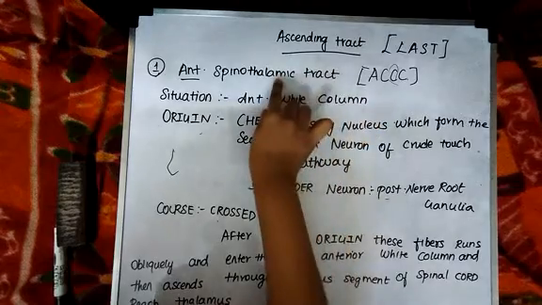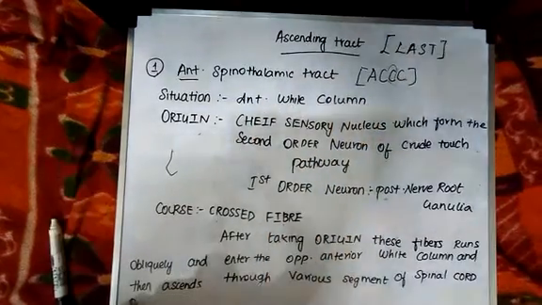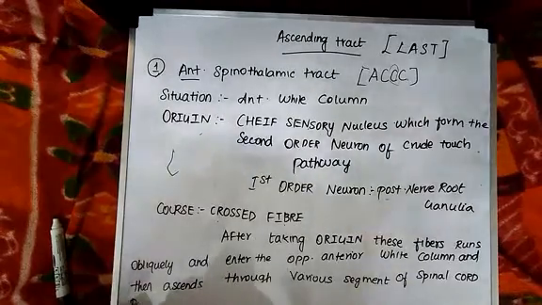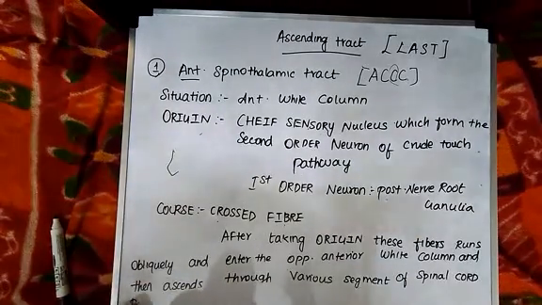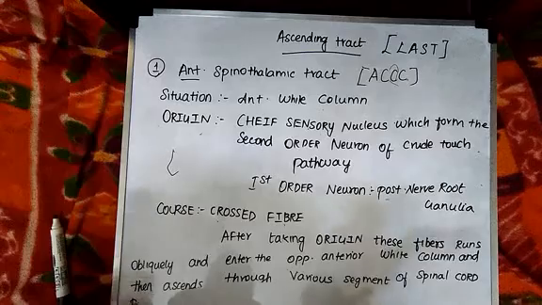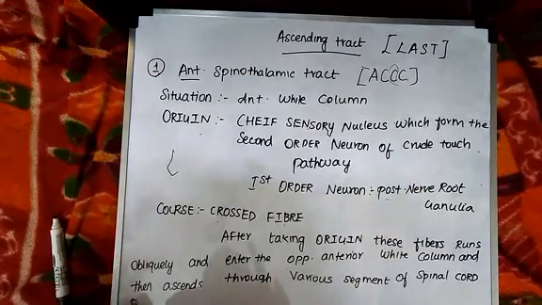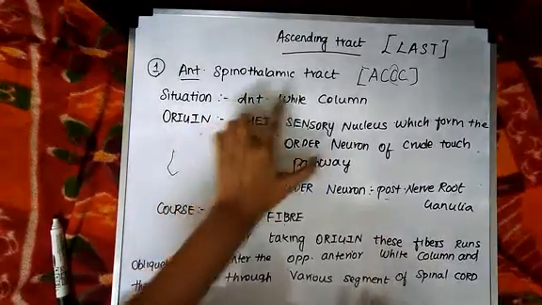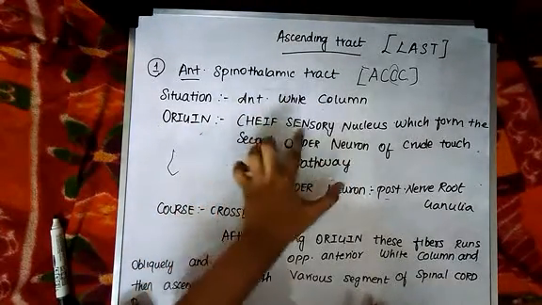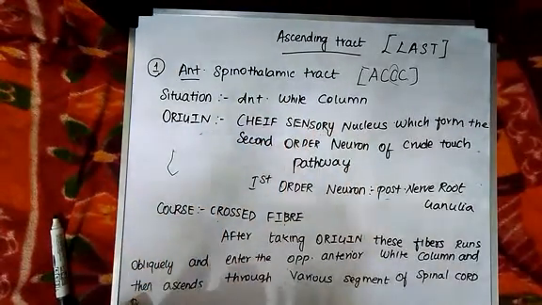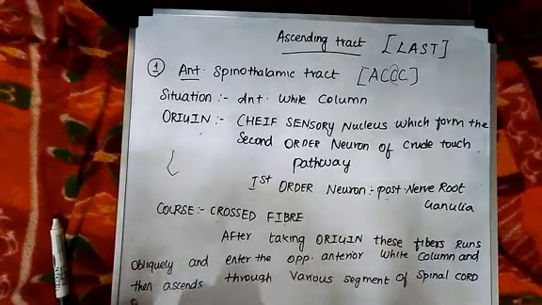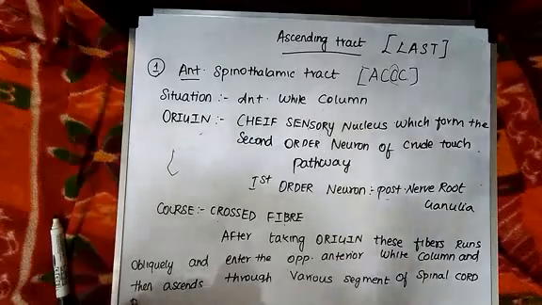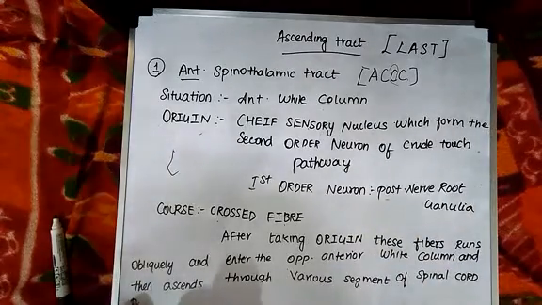So the anterior spinothalamic tract is situated in the anterior white column, originates from the chief sensory nucleus, and consists of crossed fibers. After taking origin from the chief sensory nucleus, it runs obliquely, reaches the opposite side of the anterior white column, then ascends through various segments of the spinal cord to reach the thalamus.